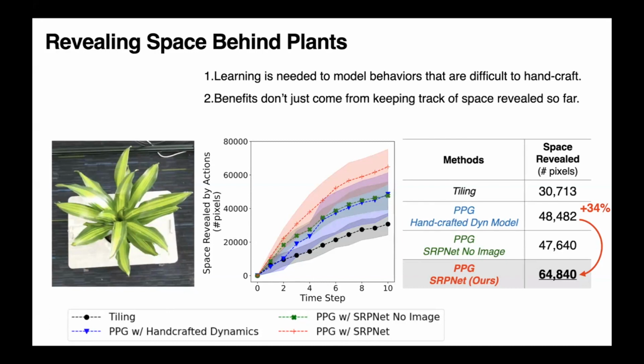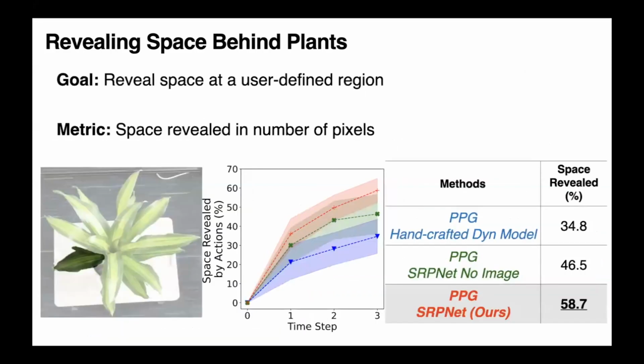The method is able to leverage the visual observations. The improvements are not just coming from keeping track of what space got revealed where, but also from looking at the image and making predictions that certain actions are more effective than others, right? So it can use the visual information well.